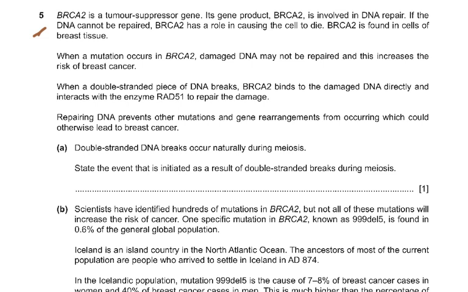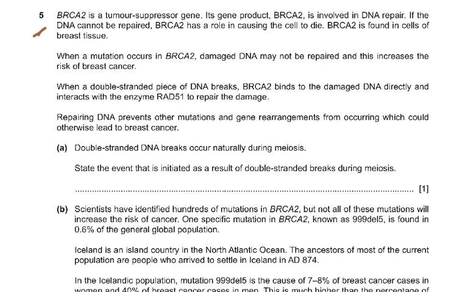BRCA2 is a tumor suppressor gene. Its gene product BRCA2 is involved in DNA repair. If the DNA cannot be repaired, BRCA2 has a role in causing the cell to die. BRCA2 is found in cells of breast tissue. When a mutation occurs in BRCA2, damaged DNA may not be repaired, and this increases the risk of breast cancer.